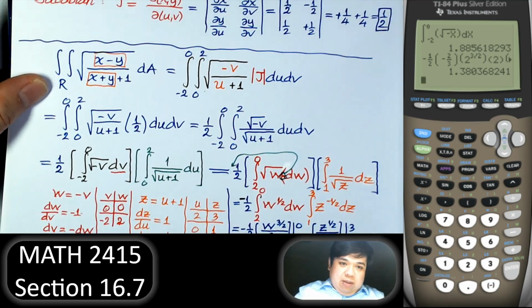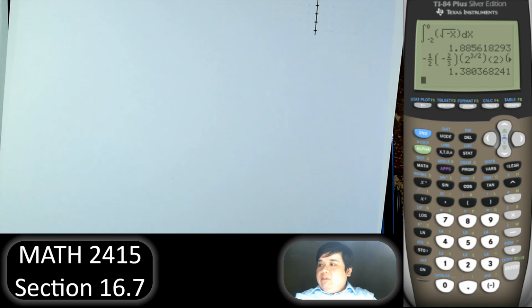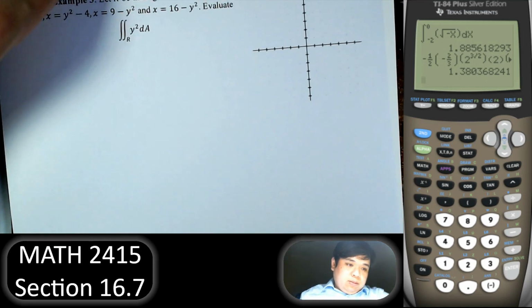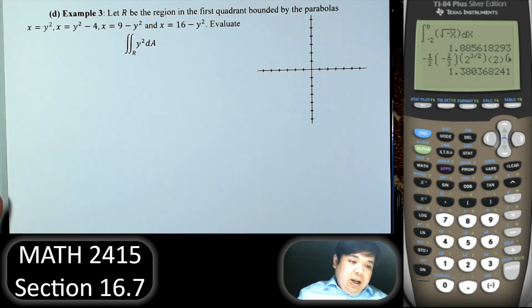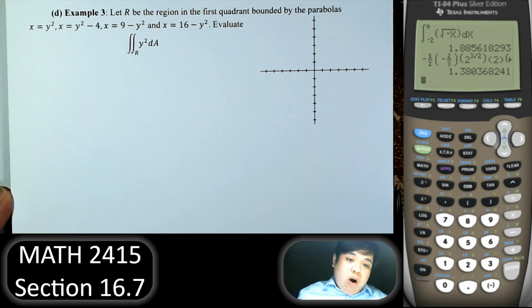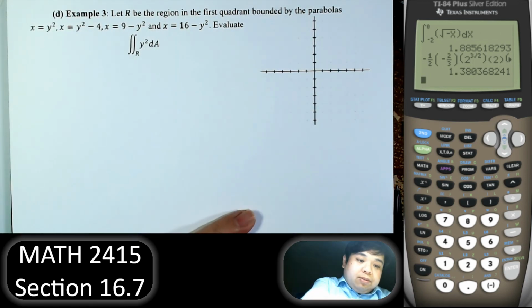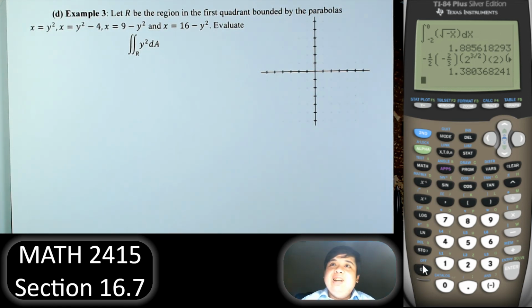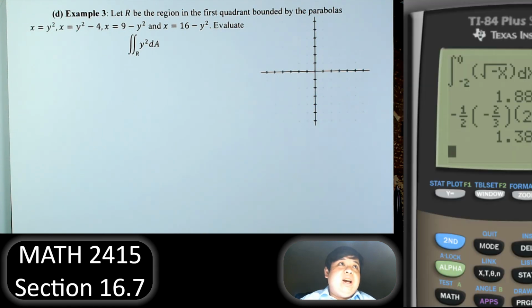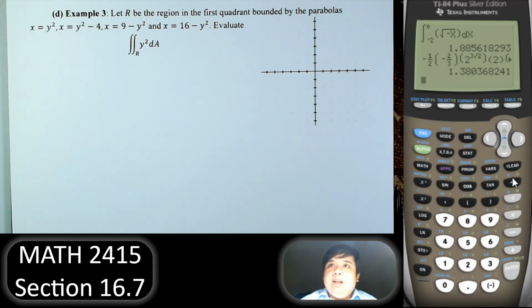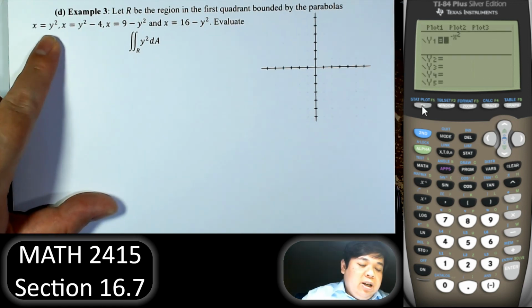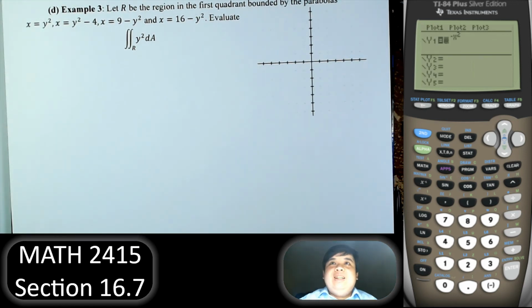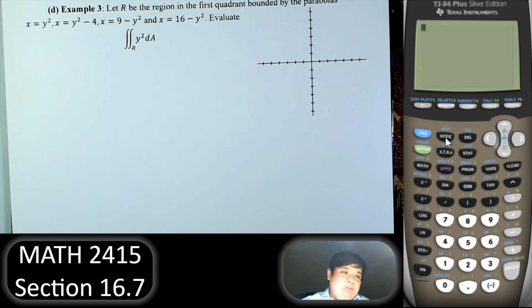So let's look at another example here. Let R be the region bounded in the first quadrant by these parabolas. I don't even know if we can graph this. We can graph them, but it's not going to be a very nice graph. Actually, let's just graph all of them. x equal to y squared. We cannot even graph them nicely because the equation is y equal to something, yes, but x equal to, no, it's not good at all.